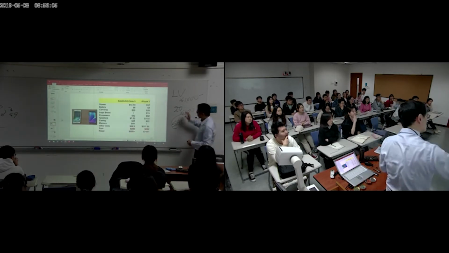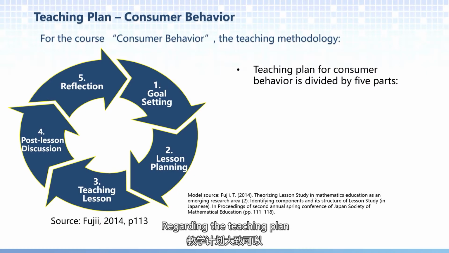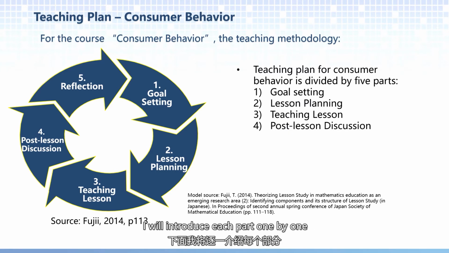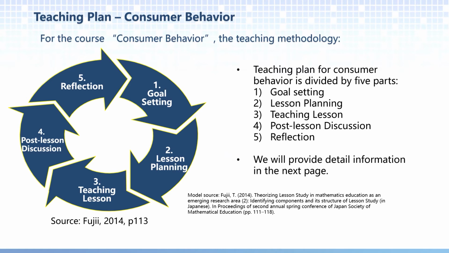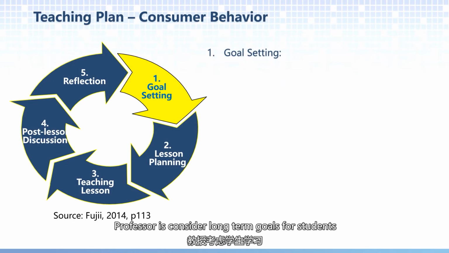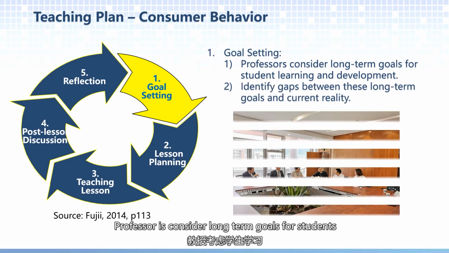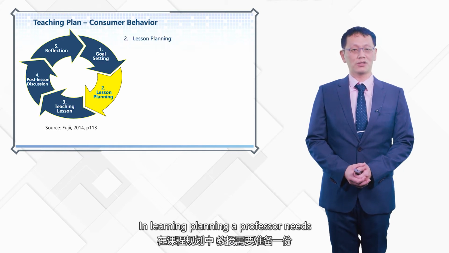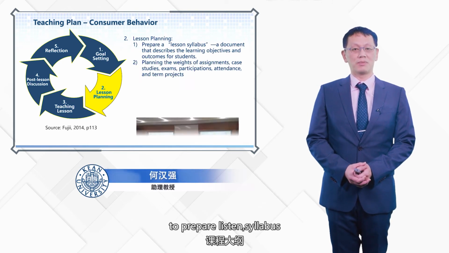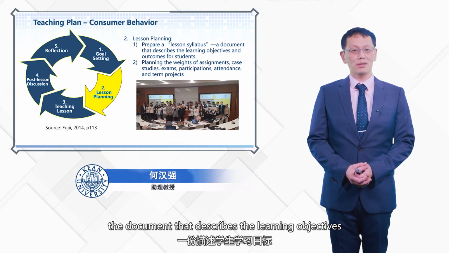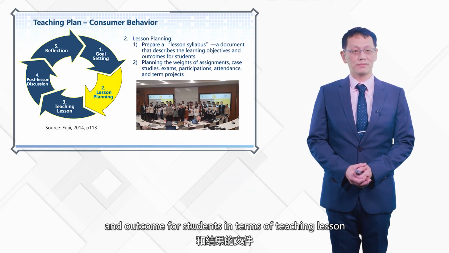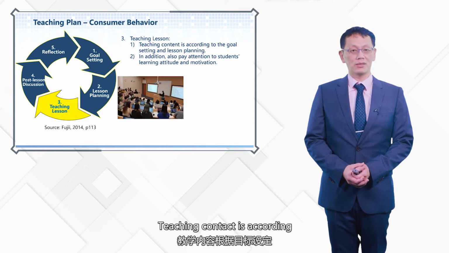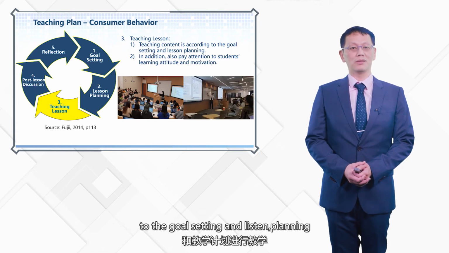Regarding the teaching plan, there are 5 parts to demonstrate. Here, I will introduce each part one by one. About goal setting, professors consider long-term goals for students' learning and development. In learning planning, a professor needs to prepare a lesson syllabus, a document that describes the learning objectives and outcomes for students. In terms of teaching lesson, teaching content is according to the goal setting and the lesson planning.